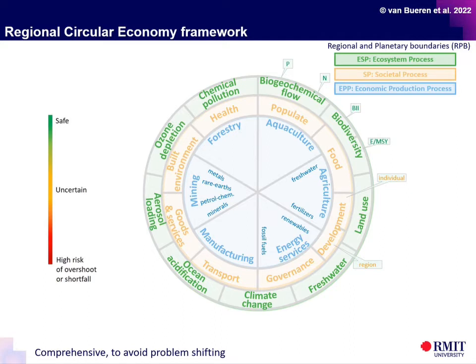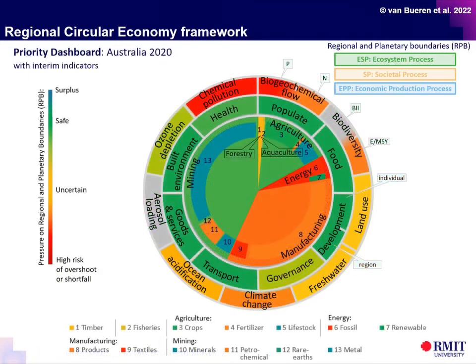One function of the regional circular economy framework is to display the absolute state of each process. This creates a dashboard for priorities. Science is already developing indicators for each process. Here is an example assessment of Australia.